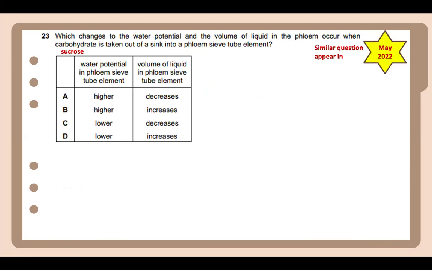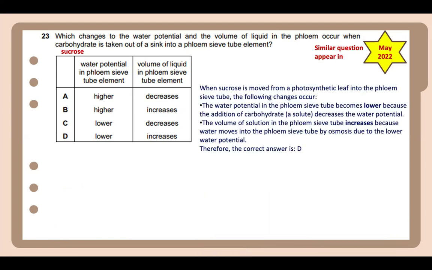Question 23 is also a similar question that appeared in May 2022. In that question in the May 2022 paper, the question is related to sucrose instead of carbohydrate. Which changes to the water potential and the volume of liquid occur when carbohydrate is taken out of a sink into a sieve tube element? When sucrose, or carbohydrate, is moved from a photosynthetic leaf into the sieve tube, the following changes occur. The water potential in the sieve tube becomes lower because the addition of carbohydrate, the solute, decreases the water potential. And the volume of solution in the sieve tube increases because water moves into the sieve tube by osmosis due to the lower water potential.